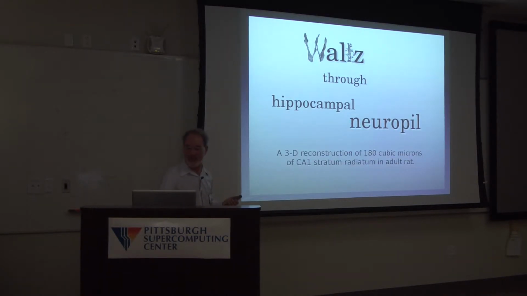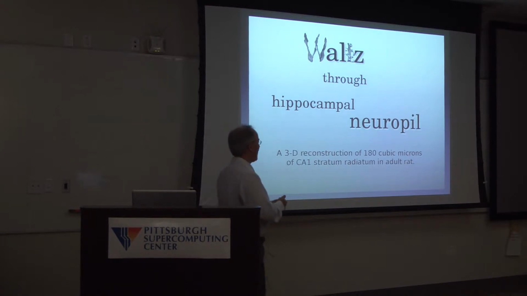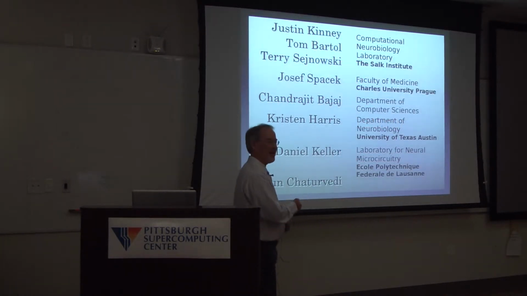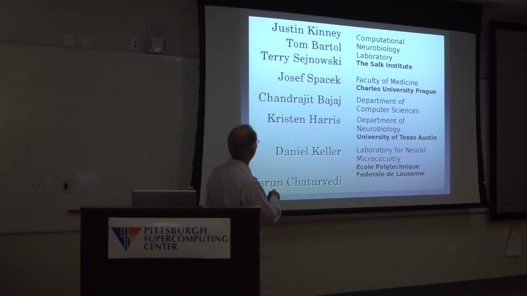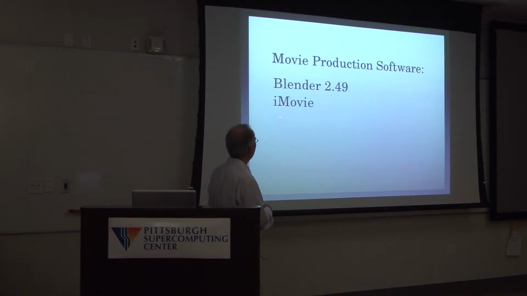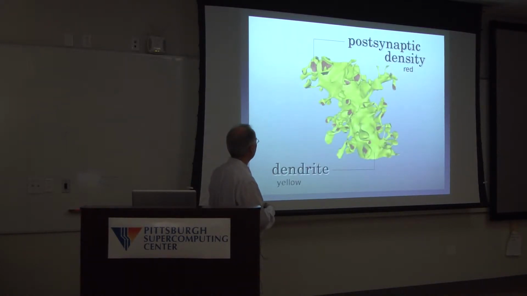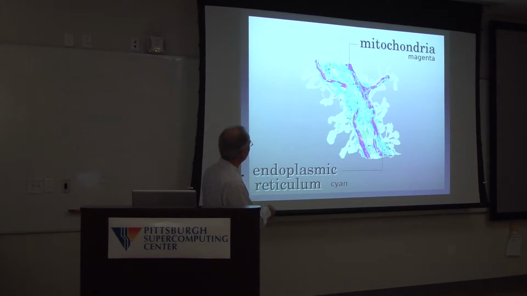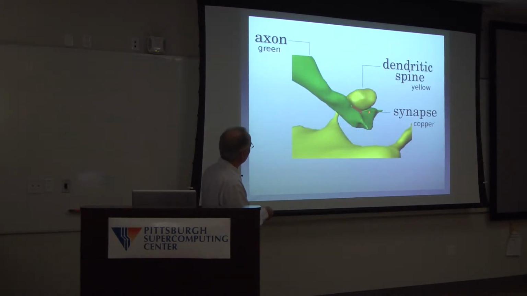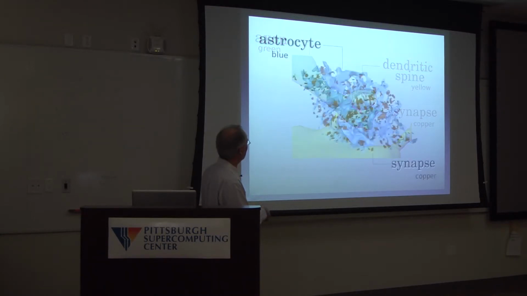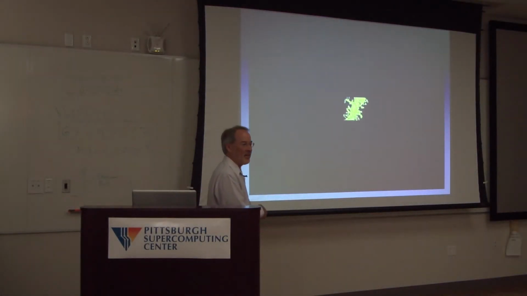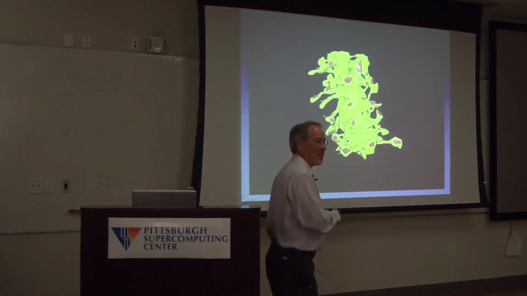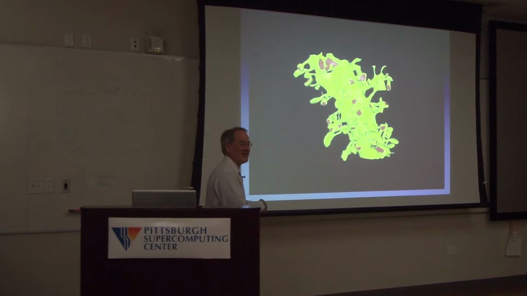And the result of doing all that was this 3D model. And this is available on YouTube for viewing if you want to later. It was produced by all this cast of characters. And this is the production software used to create this. And what you're going to see are dendrites with their postsynaptic densities, endoplasmic reticulum and mitochondria, and synaptic contacts between axons and dendrites, and astrocytic glia and all the synaptic contacts. So now, a tour of that 3D reconstruction that Kristen and Justin were able to put together.